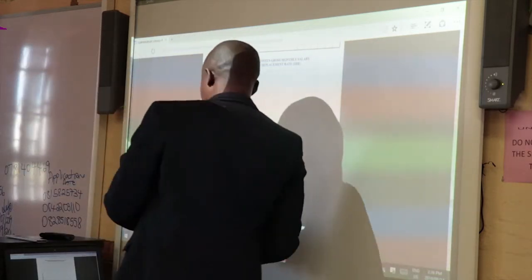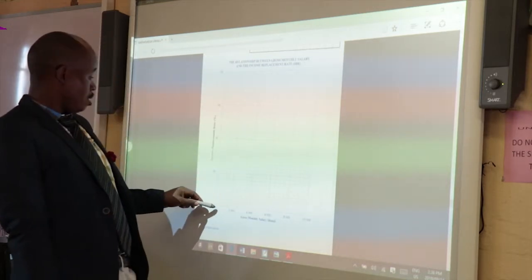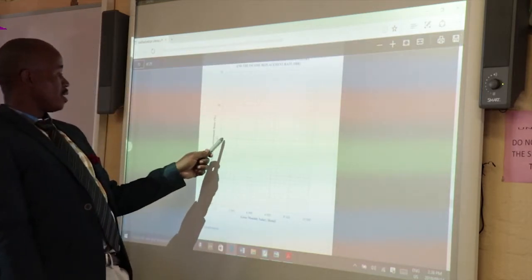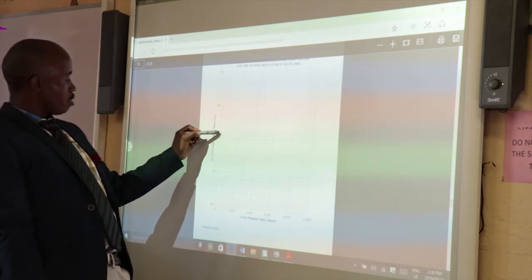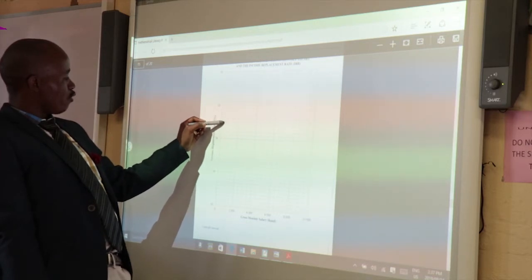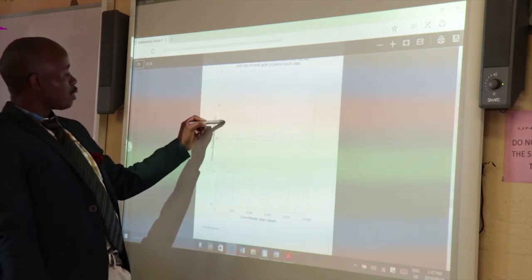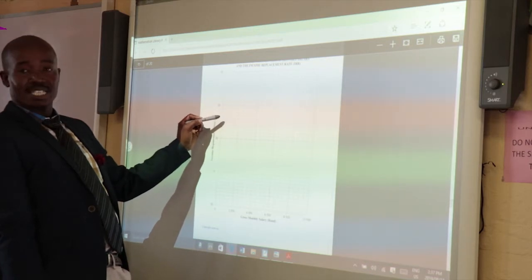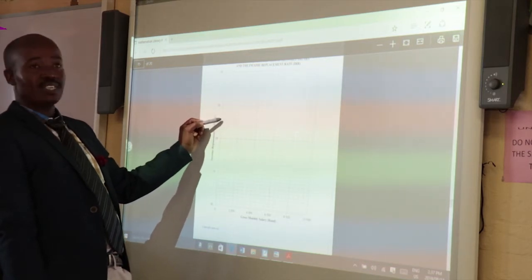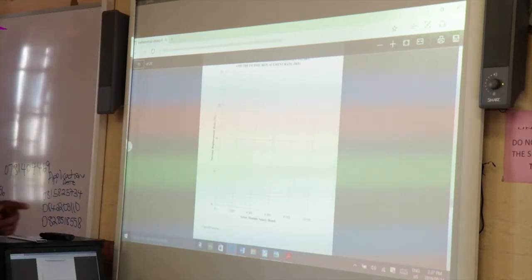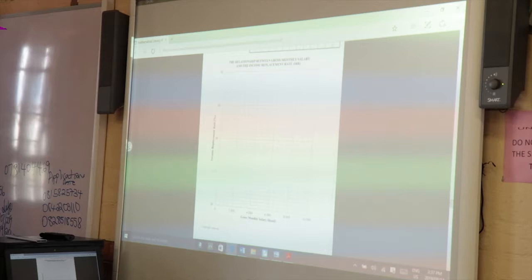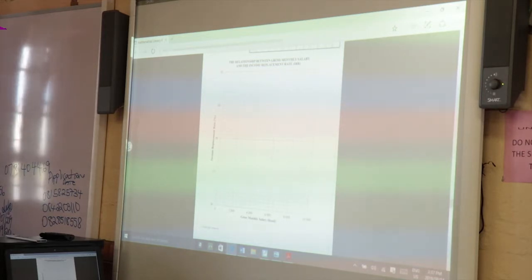So here is 500, right? And here is 50. 51, 52, 53, 54, 55, 56. Between 55 and 56, the point must not touch 55 and must not touch 56. That's what we are marking when marking a graph. That is the point in between 55 and 56. Why? Because the point is 55.8.